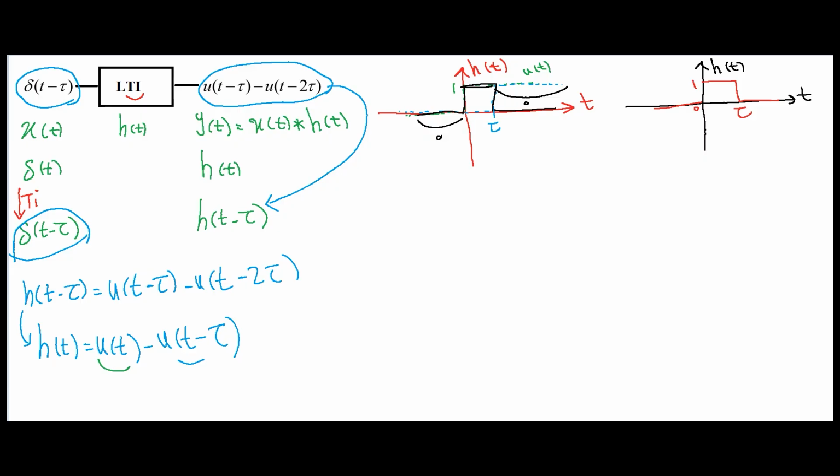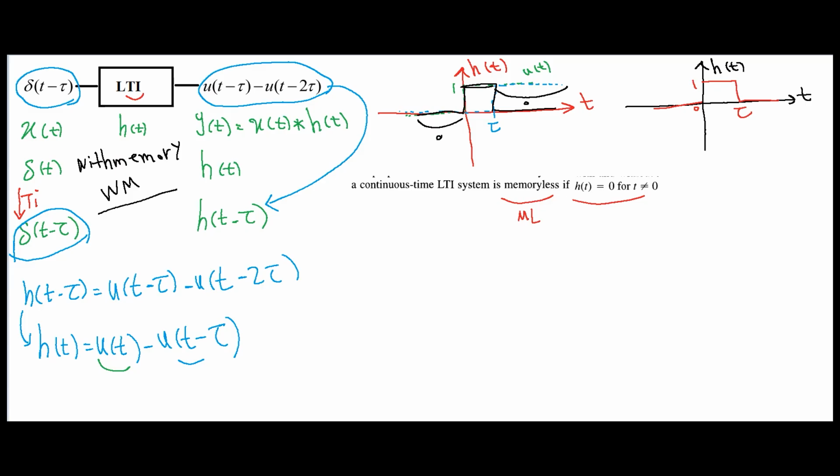The next part of the question asks whether the system is memoryless or with memory. According to the definition, an LTI system is memoryless if h(t) is 0 for all t not equal to 0. If you look at h(t), you can see that it is not 0 only at t equals 0. It exists over an interval from 0 to tau. Therefore, the system is with memory.